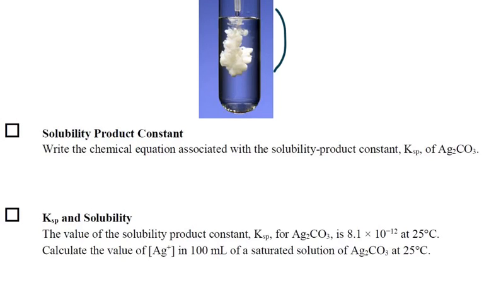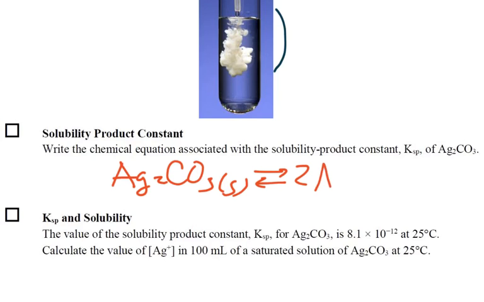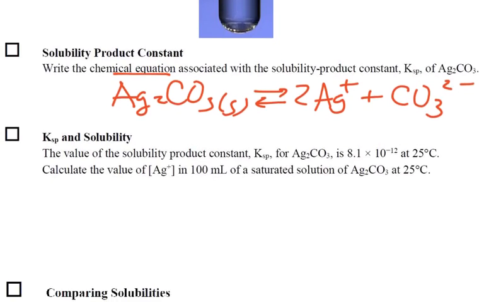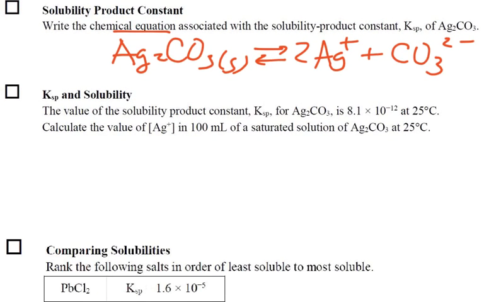And what we're really saying is that if I had some silver carbonate, and that would be a solid, that would break up into two Ag+ (aq) and a CO3 2- (aq). So that's the chemical equation that's associated with this. So the next thing says, okay, we have the value of the solubility product constant is 8.1 times 10 to the minus 12. Calculate the value of the silver ion in 100 milliliter of a saturated solution.